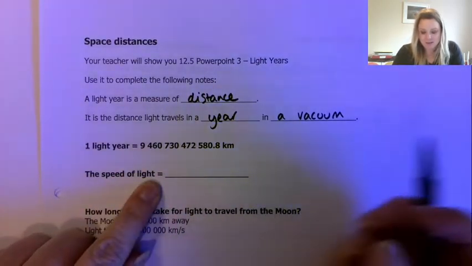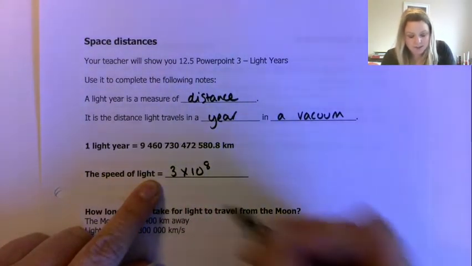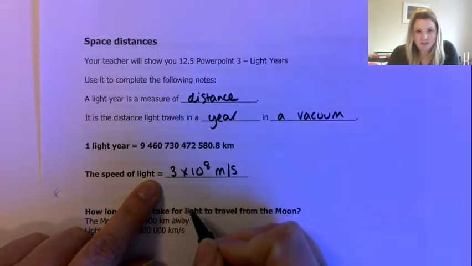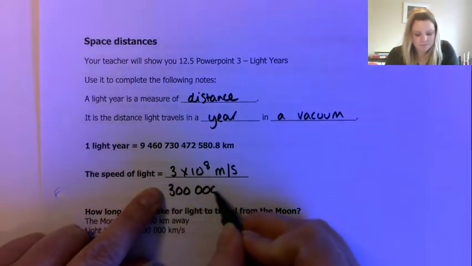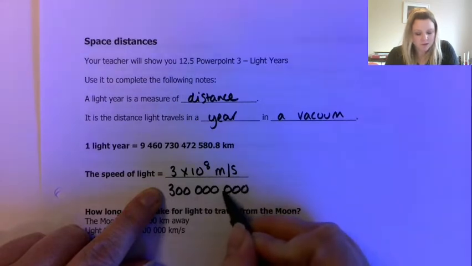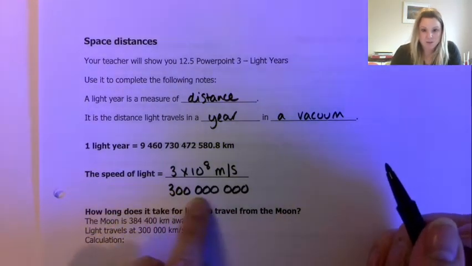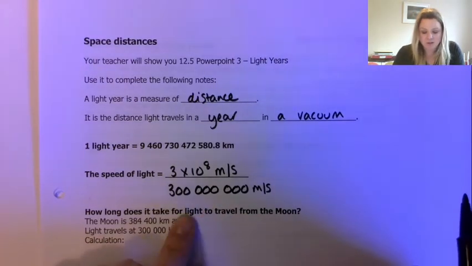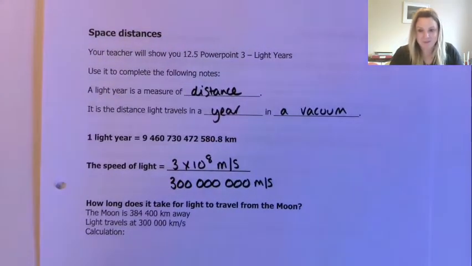The speed of light is, I always write it like that, 3 times 10 to the 8 meters per second. You've maybe been learning about standard form in maths. If you have, you'll be able to change that. Let me just check this: 1, 2, 3, 1, 2, 3, 4, 5, 6, 7, 8. Yes, 300 million meters per second, which means every single second light travels 300 million meters. Mental. Okay, so how long does it take for light to travel to the moon?